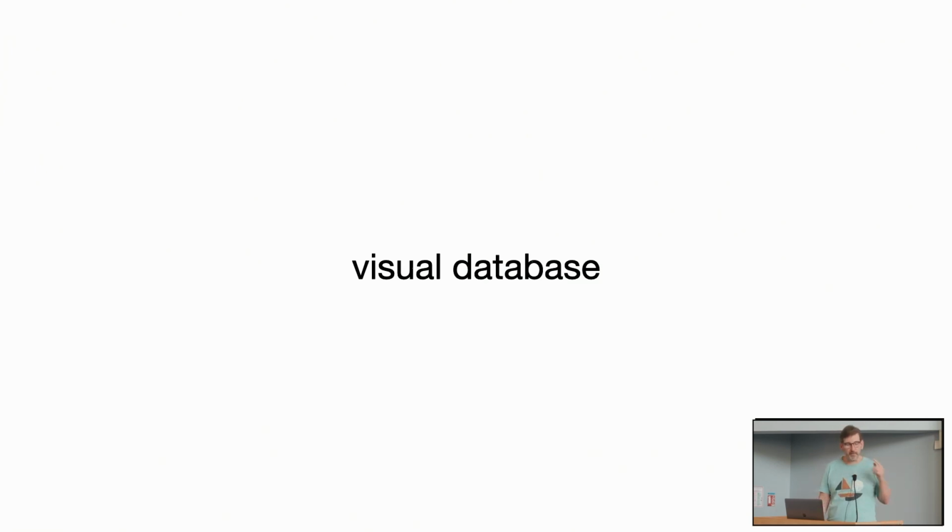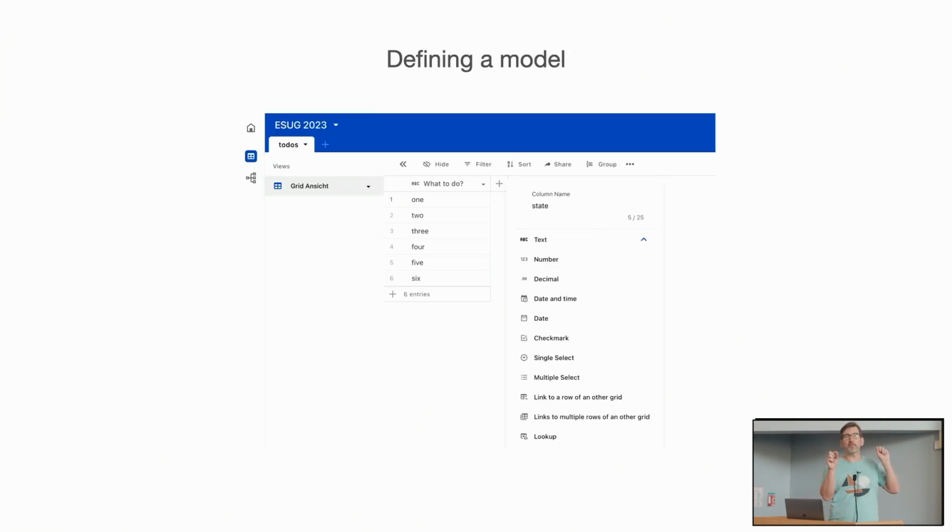So, the visual database part. In ActiveGrid, the visual database is kind of an Excel view, because that's the most accepted data entry UI on Earth. You can just write everything everywhere. It's how most people use it.